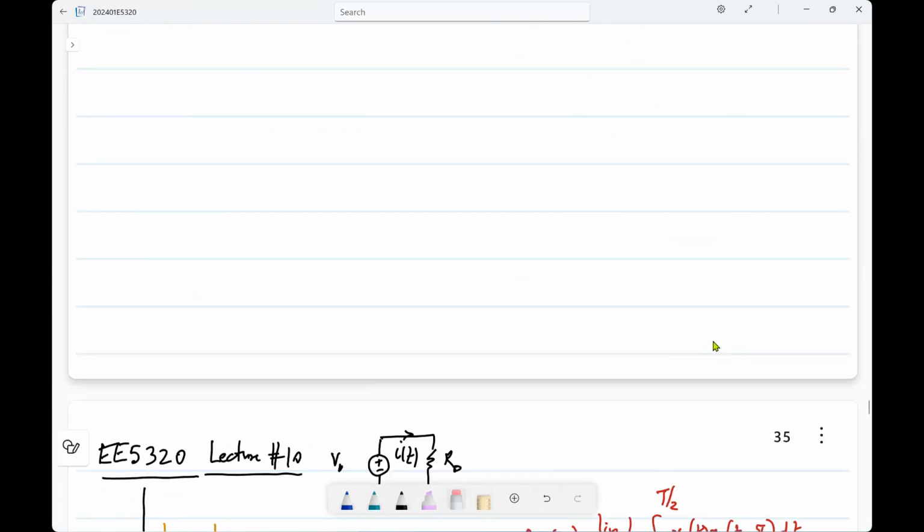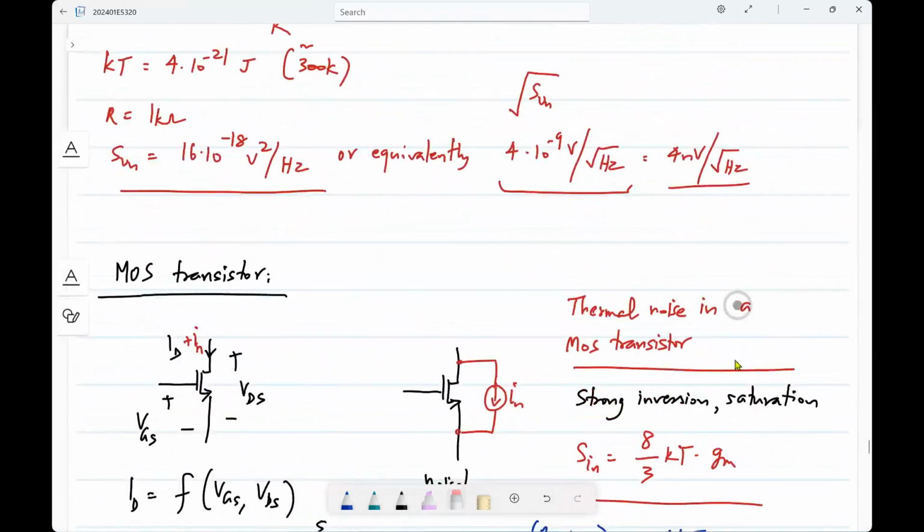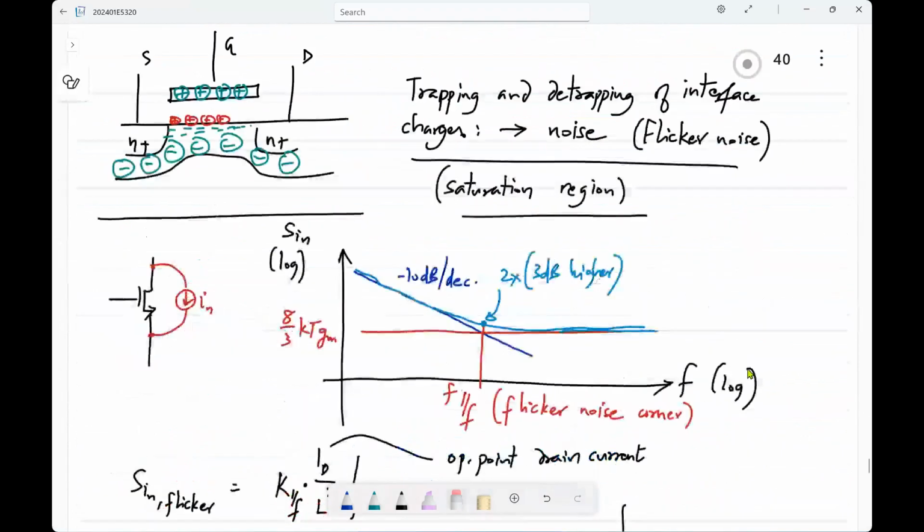So fine. So now this is just an example of how we would calculate noise in circuits. This is a toy example, but exactly the same thing works, right? Here we have only one noise source, one transfer function. Noise spectral density times transfer function is what you get.